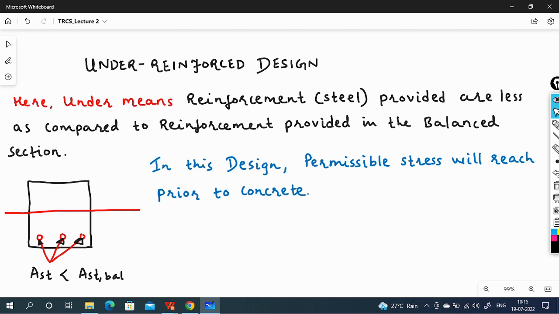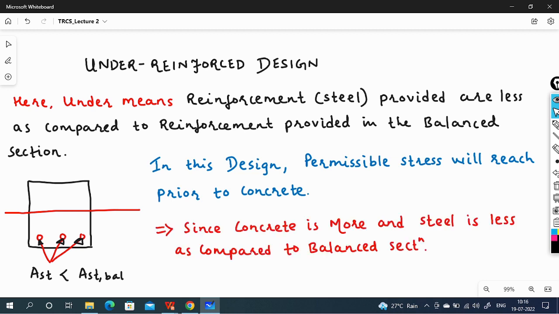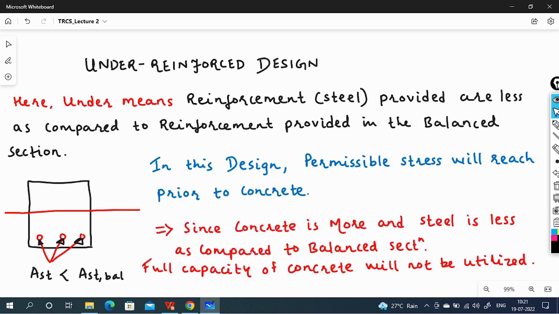We can say that the permissible stress in steel will be reached prior to that of concrete. What is the meaning of permissible stress reached in steel? It means the full capacity of steel will be utilized. And if we say the permissible stress is reached in the concrete, it means that the full capacity of concrete is utilized. So here the full capacity of steel is first utilized, and after that the full capacity of concrete will be utilized. Since concrete is more and steel is less as compared to the balanced section, the full capacity of concrete will not be utilized and the full capacity of steel will be utilized at the time of failure.